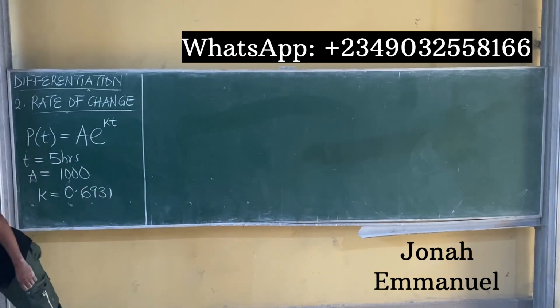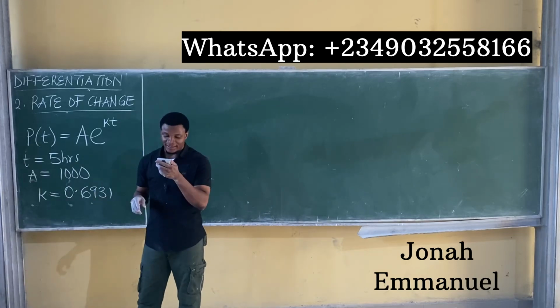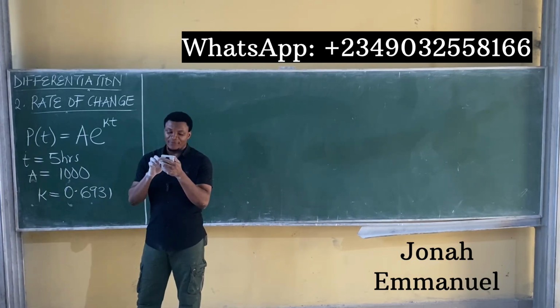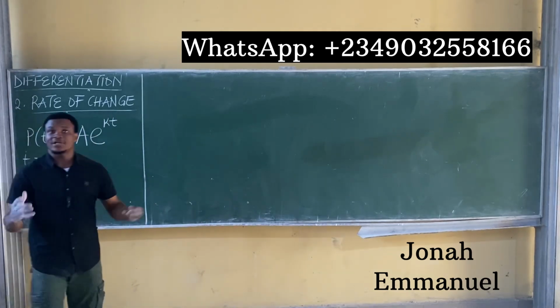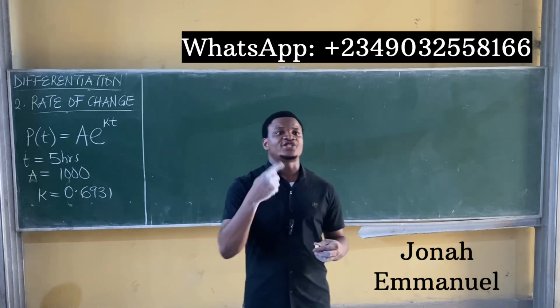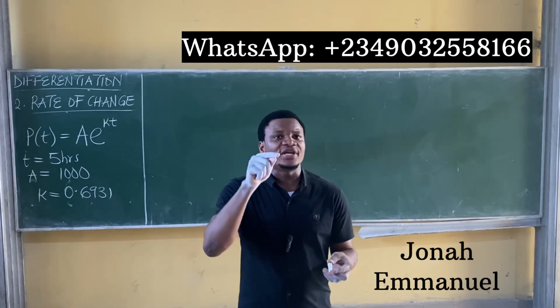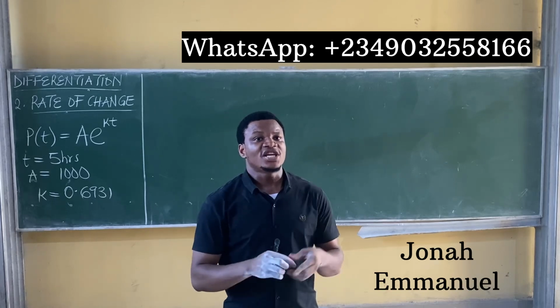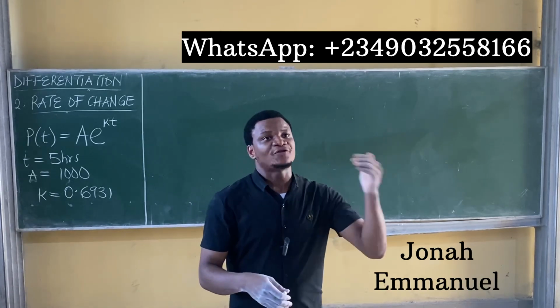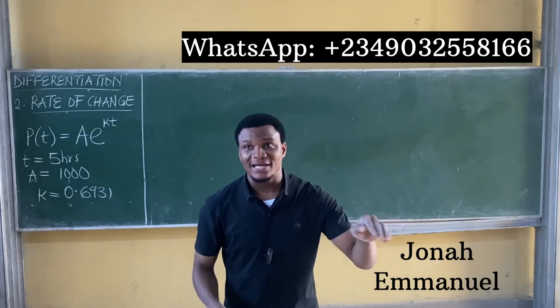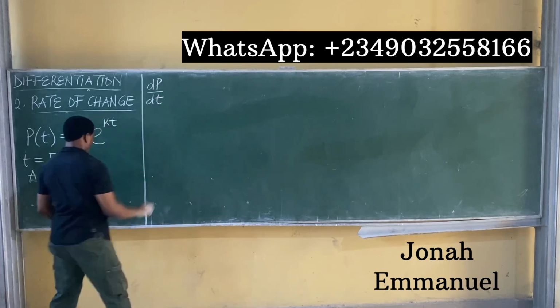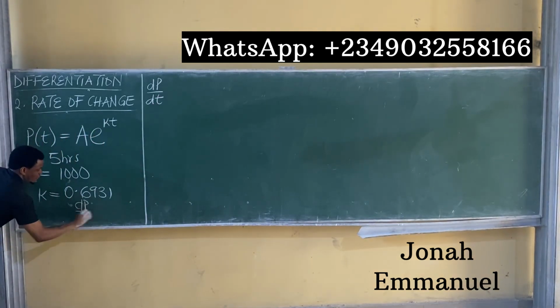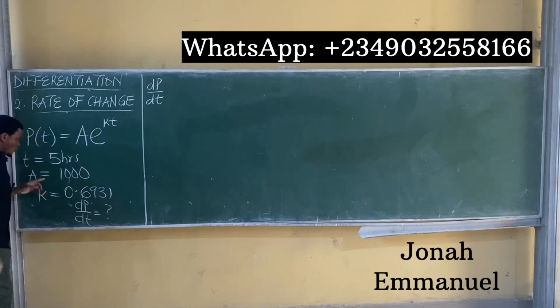The question says we should find what there? To 4 decimal places, the rate of change of what? Population. So we are to find the rate of change of population. What do you think will be the abbreviation for that? If population is P, what will be the rate of change of population? dP over dt. So we are asked to find dP/dt, unknown, when the time is 5, A is this, and k is this.